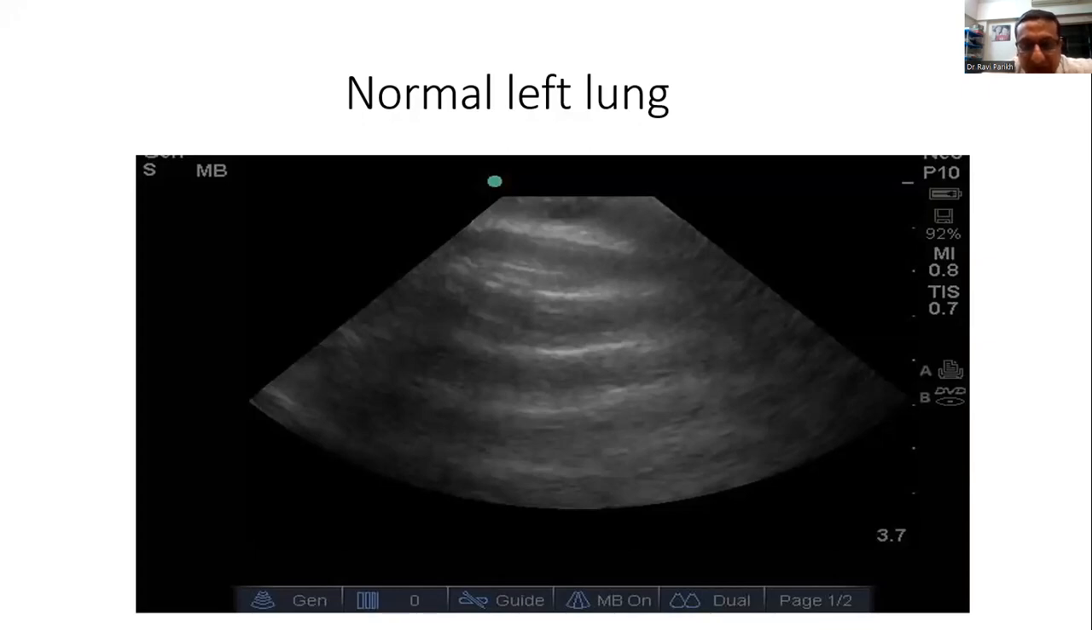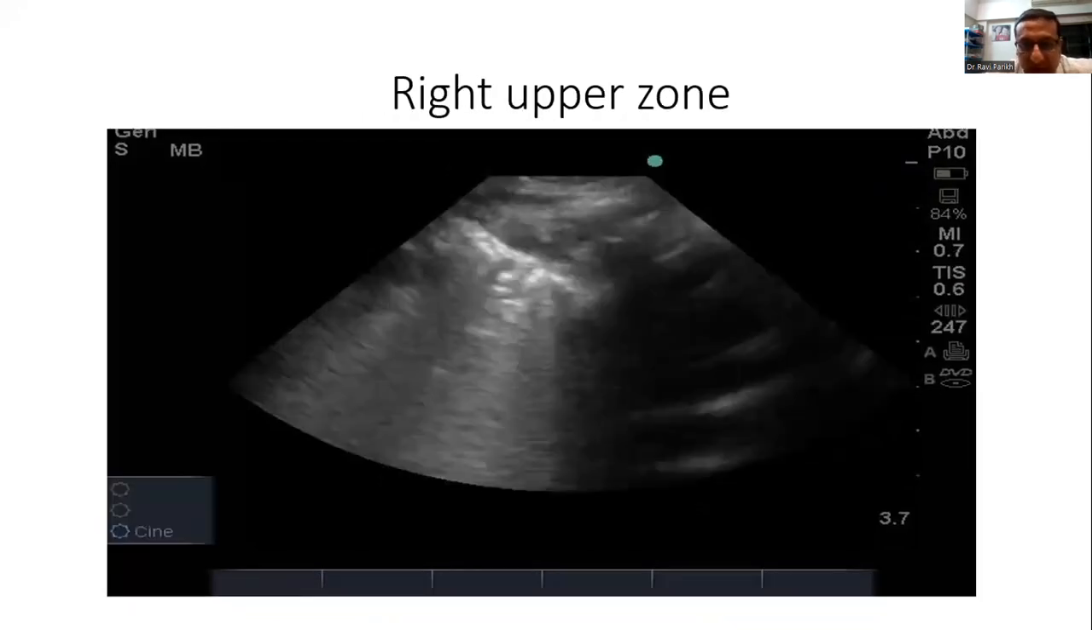On the left side, it was almost like a normal scan. I can see good A lines, no patching or anything at all. And I started scanning, especially the right upper lobe, and then I could see the difference. There were some B lines, there was some around blue, there were white. So I think, is it the shred sign?